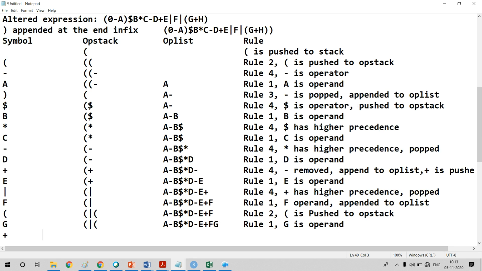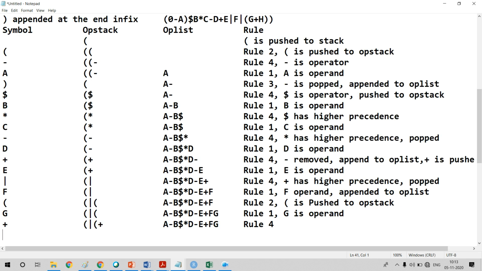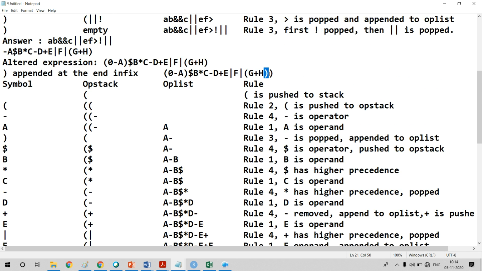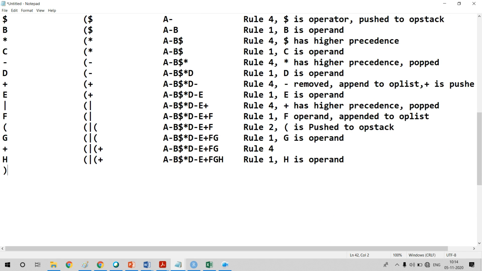The next symbol is plus. Plus is added to OP stack because there is no other symbol, so no problem, we can place that plus in OP stack. The next symbol is H. H is an operand that must be added at the end of OP list because of rule number 1. H is operand.